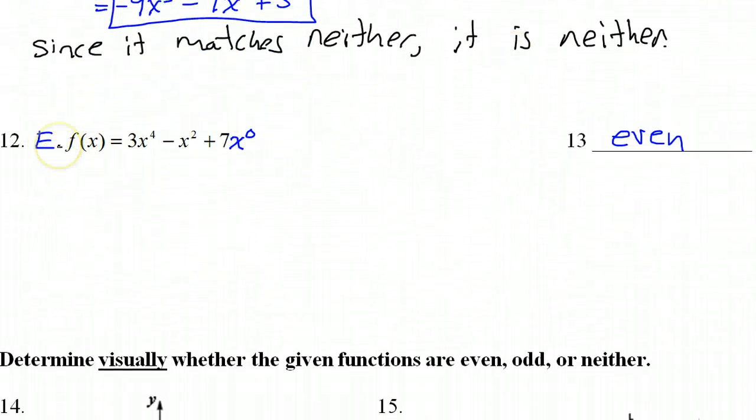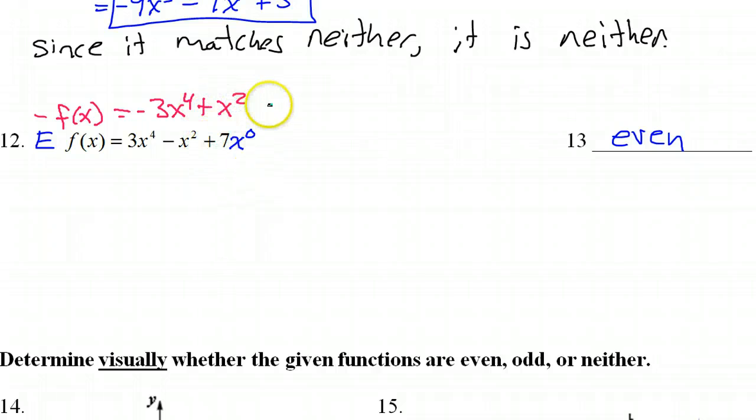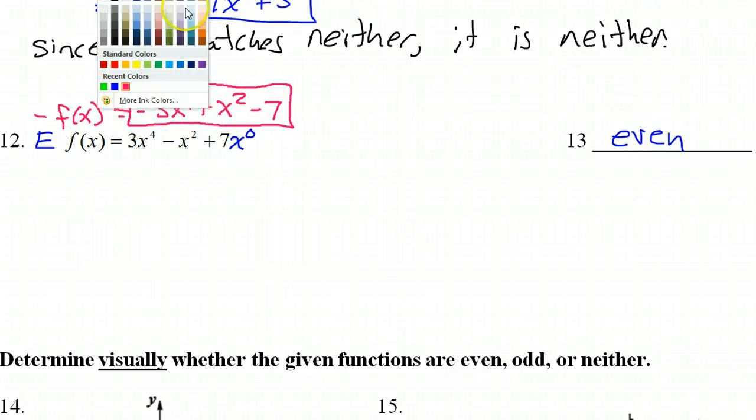Okay, last one. Once again, we do our three functions. So we start with the opposite function. We put negative f of x. And we just distribute a negative sign. So this would be negative 3x to the fourth power, positive x squared, minus 7. So this is the opposite function. Okay.